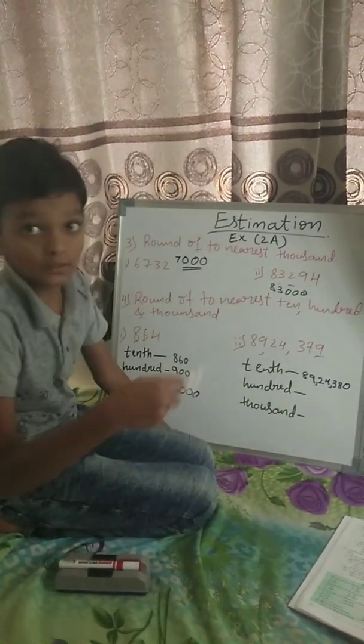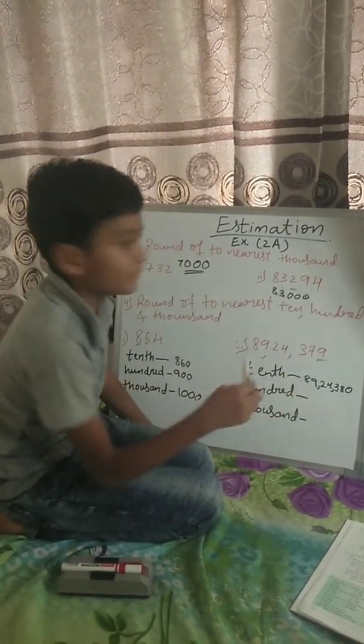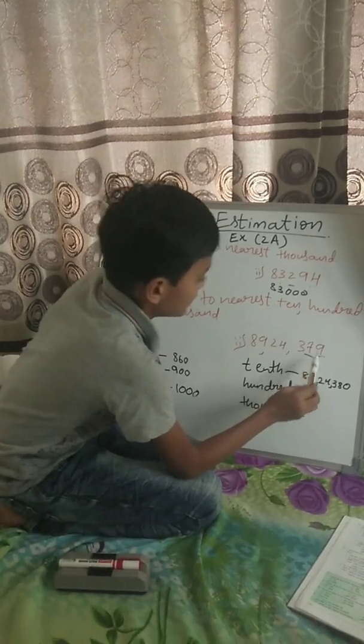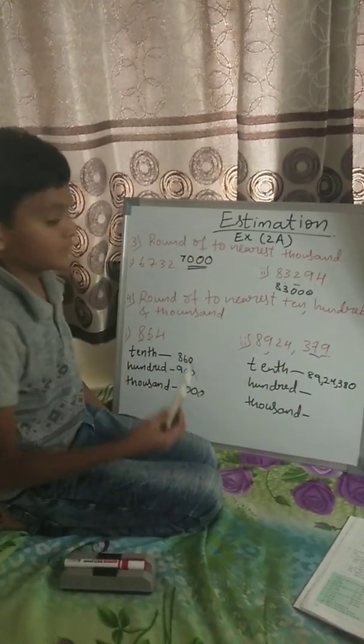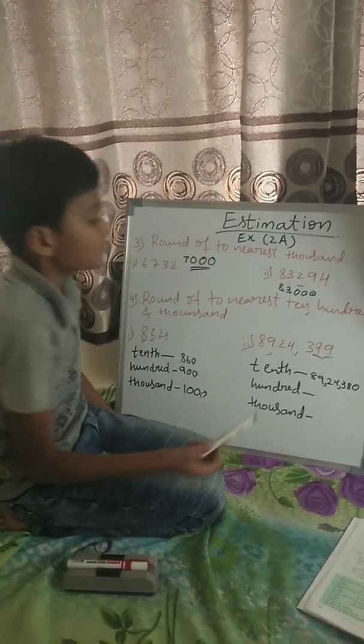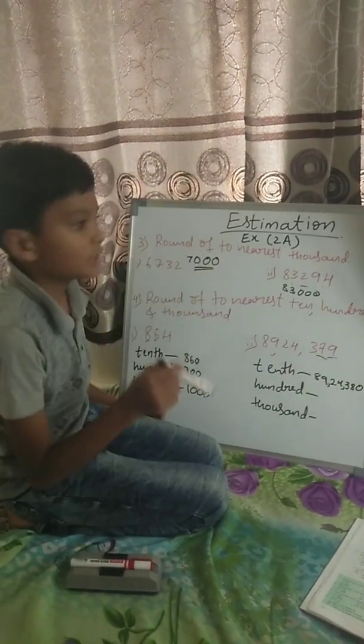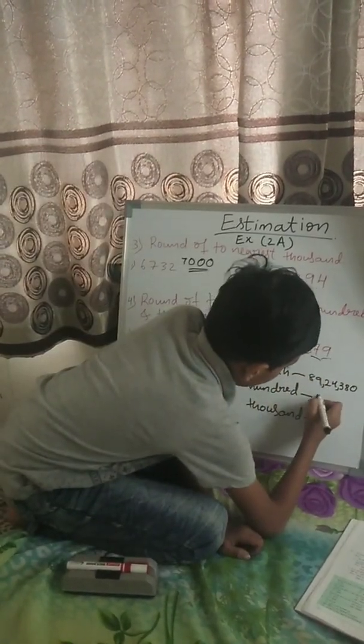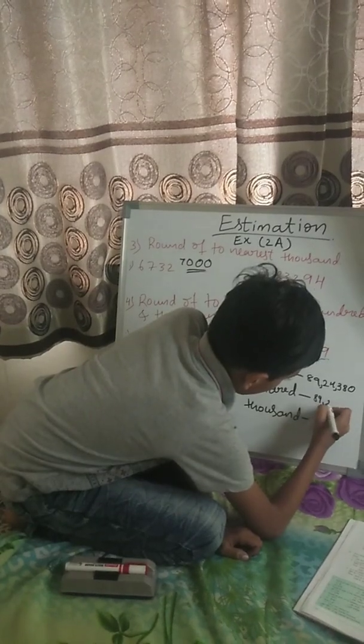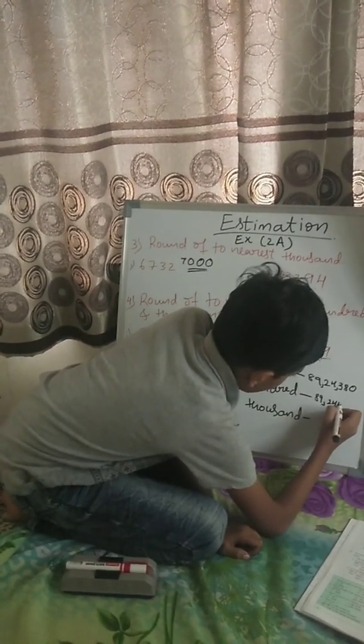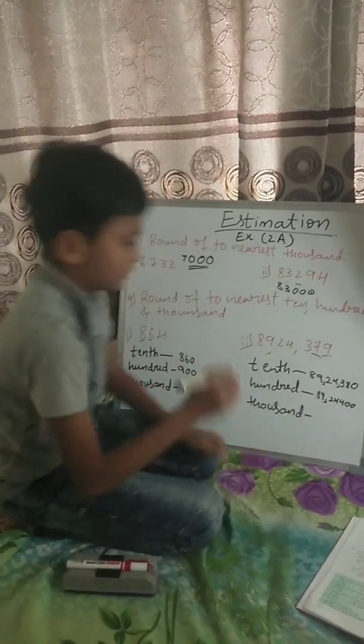Okay. Next, 100th place. 100th place, you have to check at the tens place because it is 100. So we have to check at the tens place, and then in tens place it is 7, and it is also greater than 5. So 1 should be added to the 100th place. So the answer is 89,24,400.